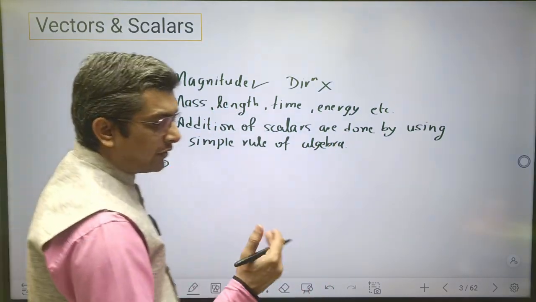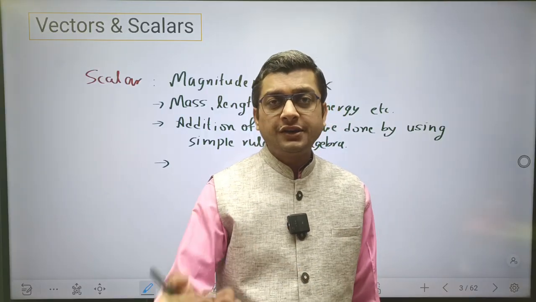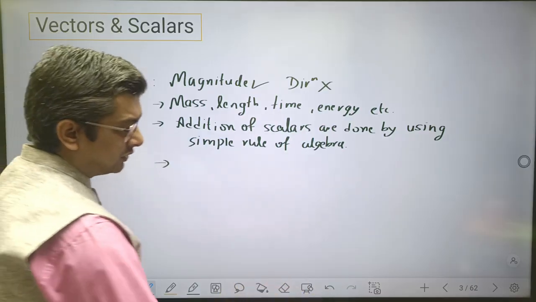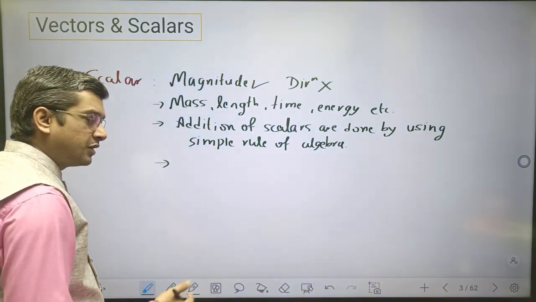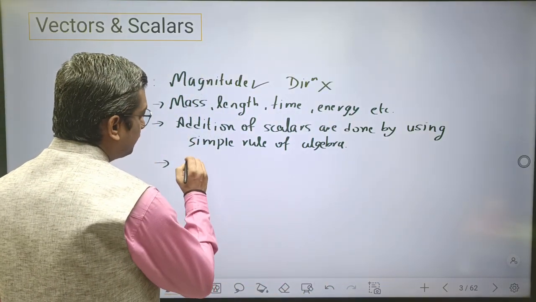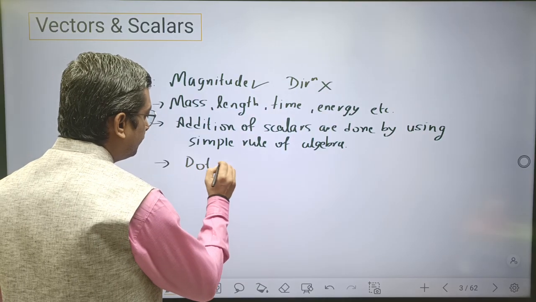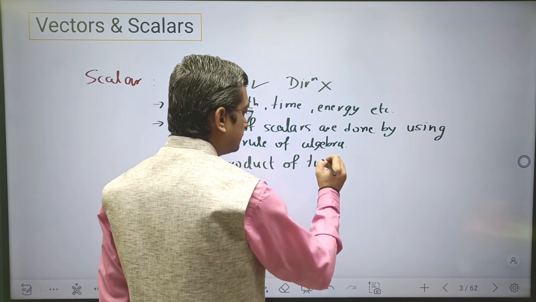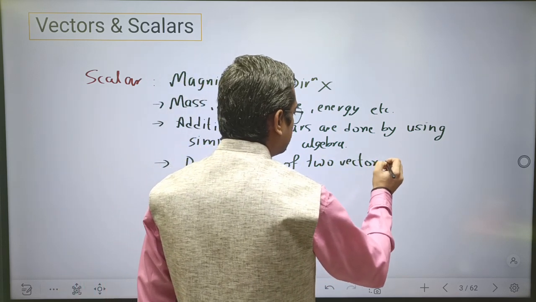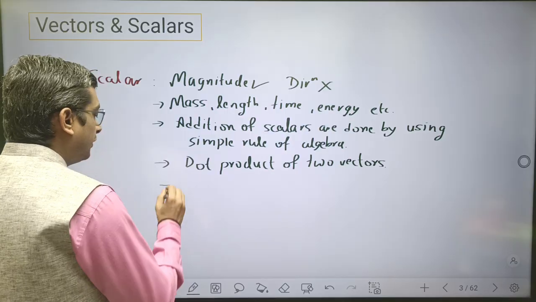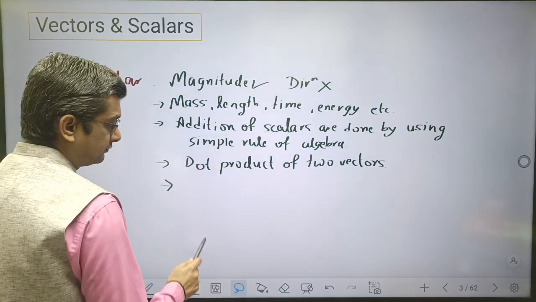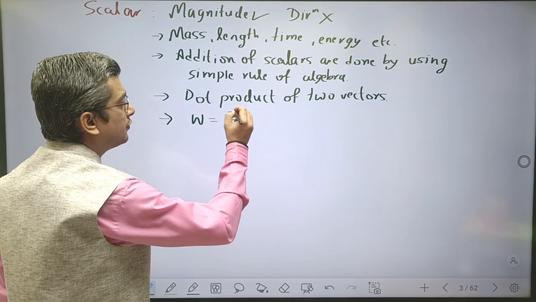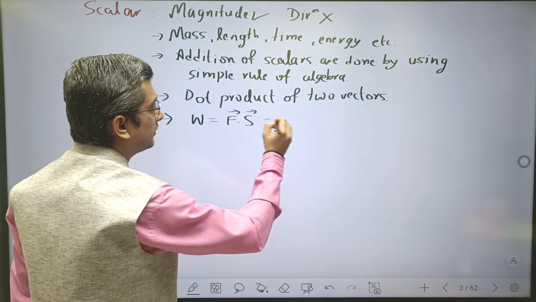Now the fourth point is very important. Scalar may be represented as dot product of two vectors. What is dot product? Definitely in this lecture, in the upcoming minutes, we are going to deal with it. So for example, what is a scalar quantity? This is dot product of two vectors. For example work done. So work is dot product of force vector and displacement vector.